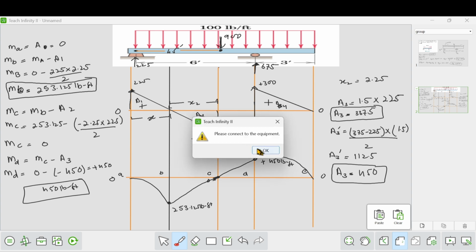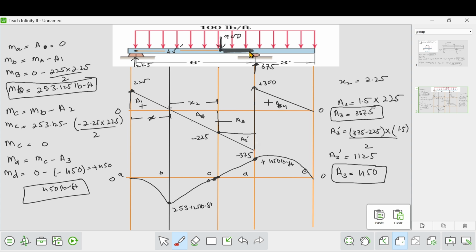Now I can also find the shear force at this position. This distance is 1.5 multiplied by 100, which is 150. So negative 150 and negative 225 will become negative 375. The shear force at this point will be negative 375. Now there is a point load which is 675, and this is positive because it is directed up. So 675 minus 375 will become positive 300. The shear force at point B will become positive 300.